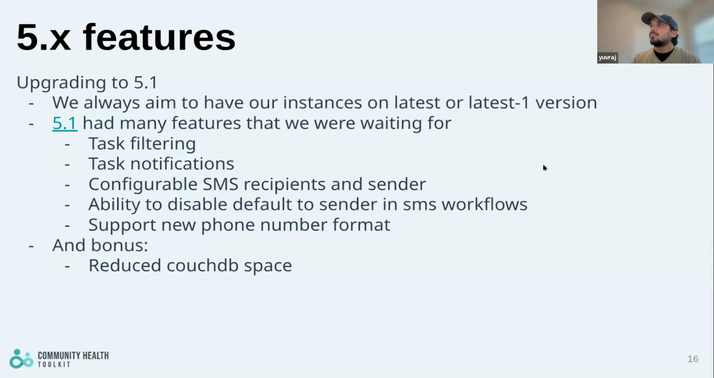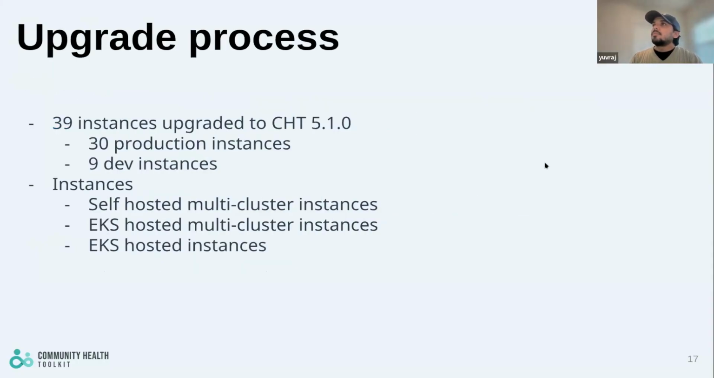Next one, please. So in total, we upgraded 30 production instances and 9 dev instances. Our instances varied. There were a couple of self-hosted instances that were hosted in a government environment in a multi-cluster setup, so multiple CouchDB clusters were there. We also had AKS-hosted multi-cluster instances and AKS-hosted instances. This is just the variation in terms of infrastructure.